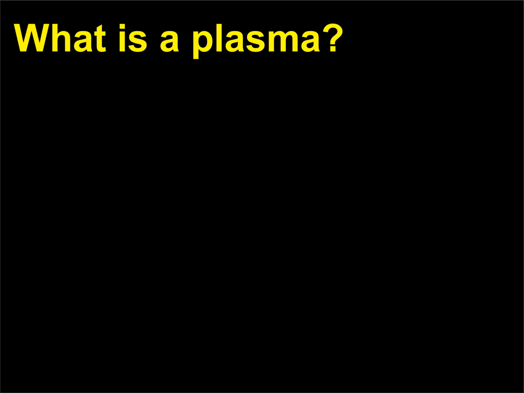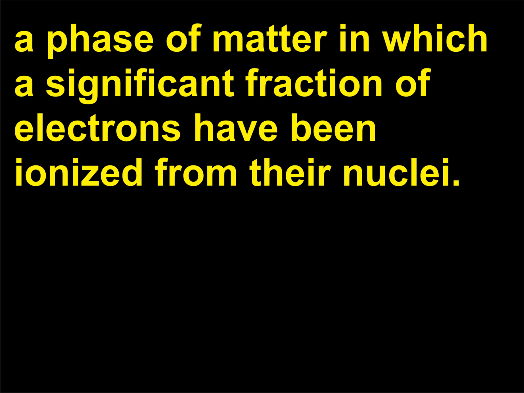What is a plasma? A phase of matter in which a significant fraction of electrons have been ionized from their nuclei.